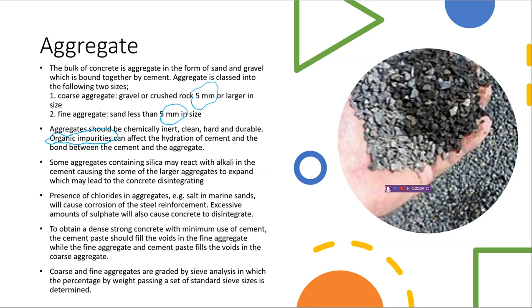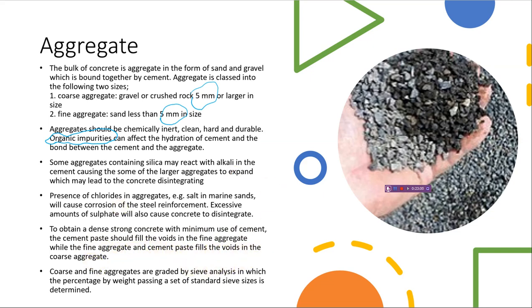Okay, presence of chloride in aggregates, for example, salt in marine sand will also cause corrosion in reinforcement. Excessive amount of sulfate will also cause concrete to disintegrate. Okay, so to obtain the dense strong concrete with minimum use of cement, the cement paste should fill the voids in fine aggregate, while the fine aggregate and cement paste fill the void in the coarse aggregate.